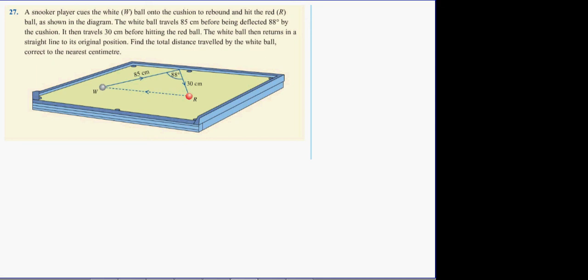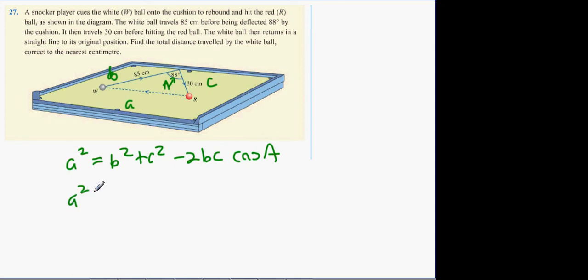This one here. A snooker player cues the white ball onto a cushion and it rebounds and then hits the red, and then the white ball goes all the way back to where it began. Now what I want to do is find out the length of all three sides. So let's call this side A, this side B, this side C, and this one's going to be big A because of the angle. Write down the cosine rule.